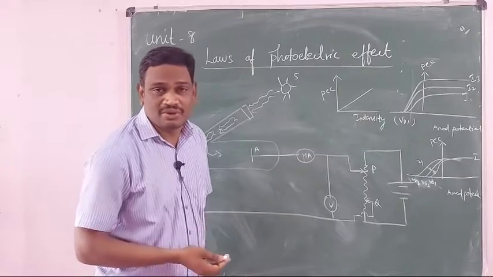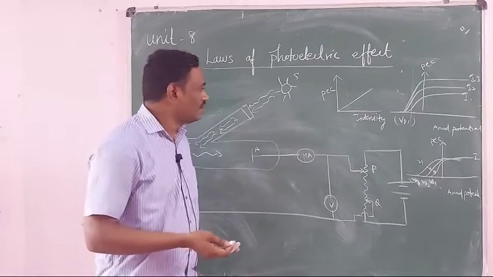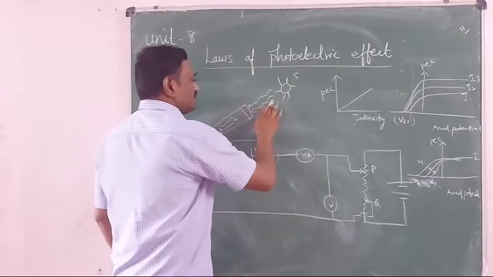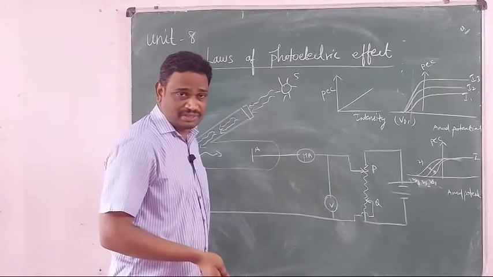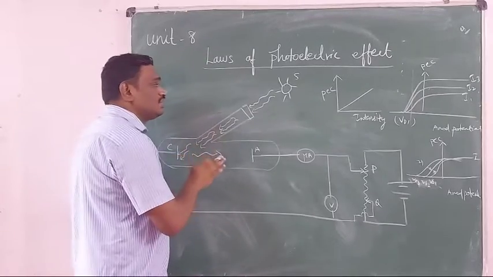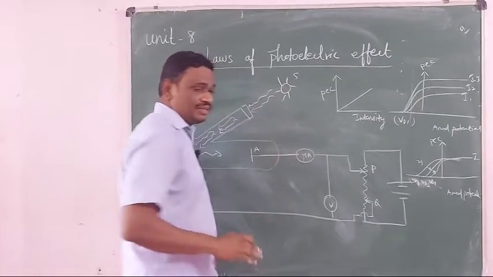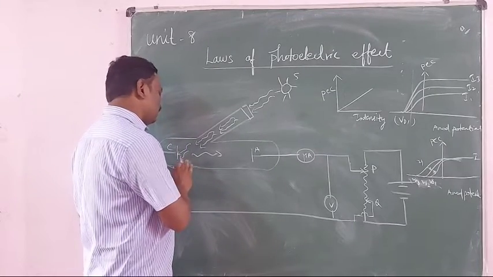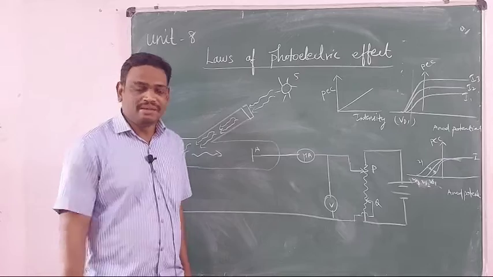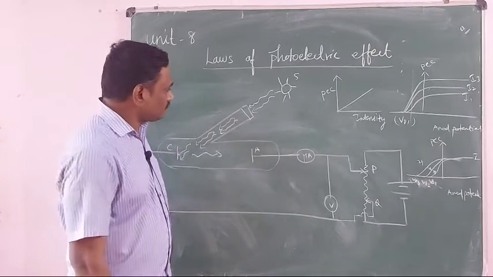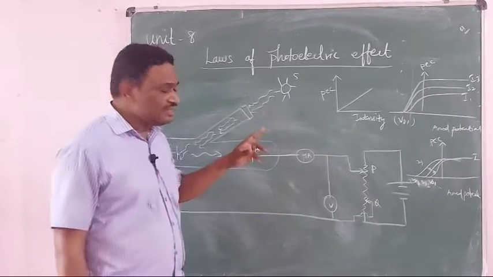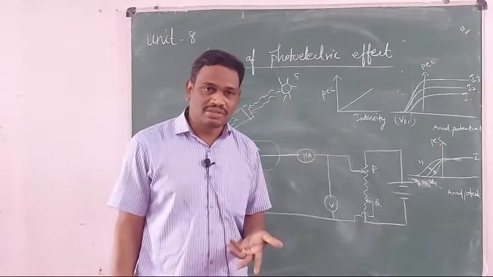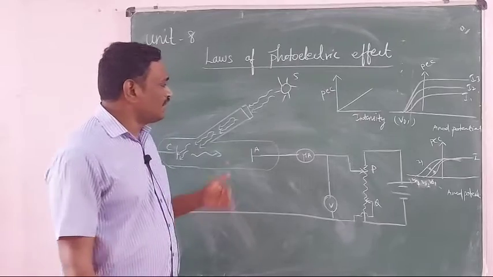That frequency is called threshold frequency, below which, if the incident radiation has a frequency below that threshold frequency, no photoelectrons are emitted. If the incident radiation has a frequency greater than the threshold frequency, then photoelectrons are emitted from the metal surface. So the frequency of incident radiation below which there is no emission of photoelectrons, and above which photoelectrons are emitted, is called threshold frequency.